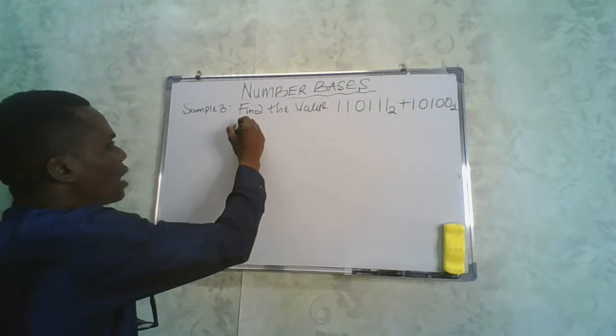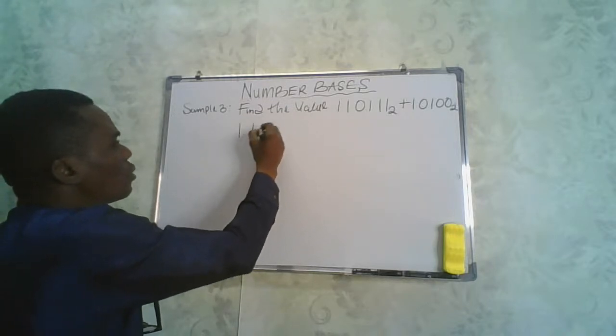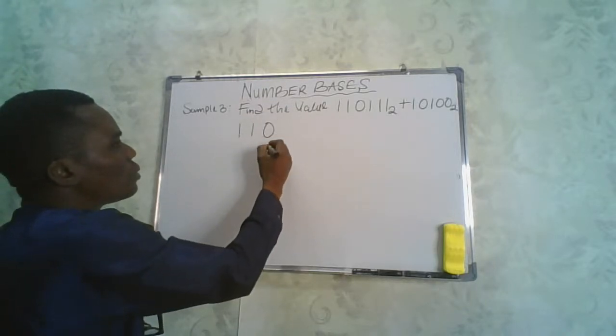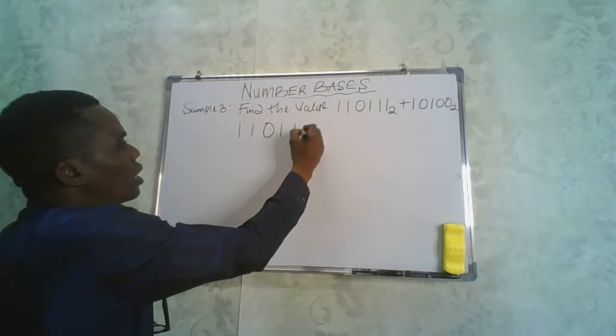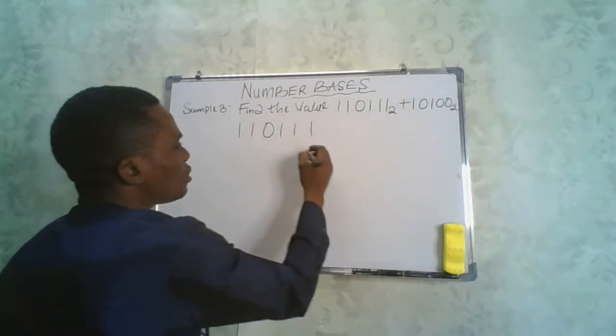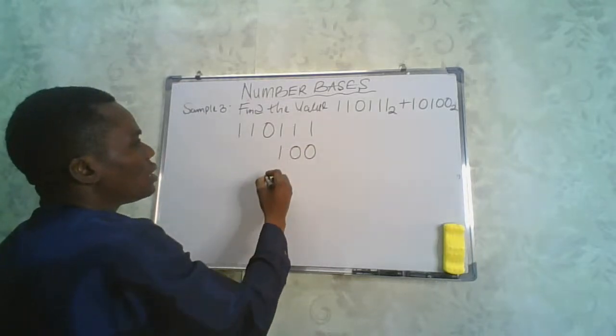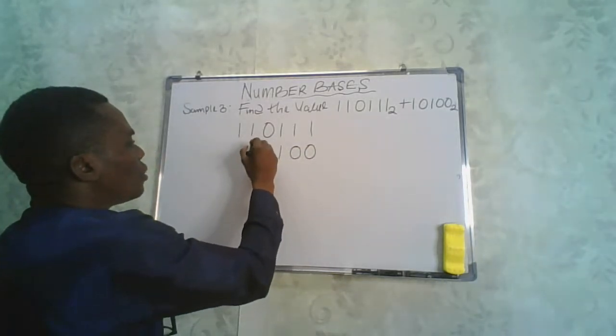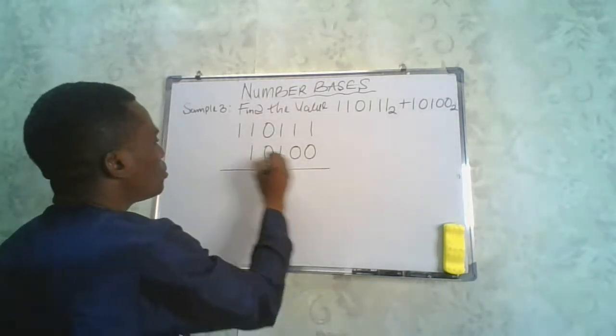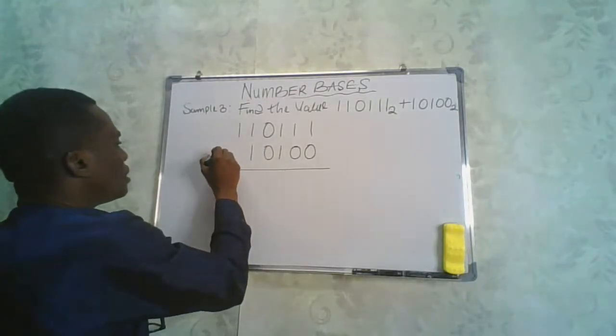Now, let's write this out. We have 1, 1, 0, 1, 1, 1. And this is 0, 0, 1, 0, and 1. And we're asked to add.